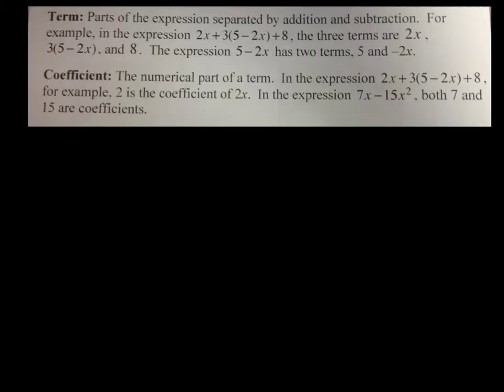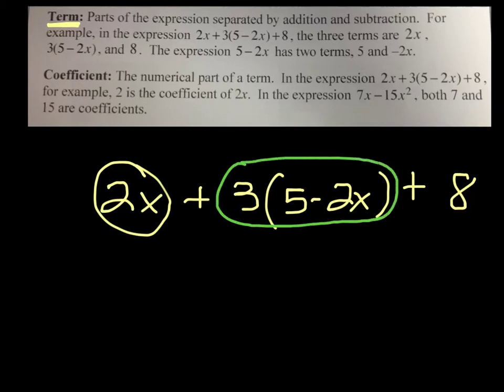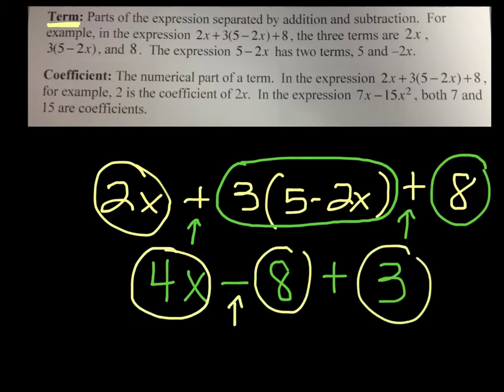Now here is the definition of a term, so you can see that now. A term is a part of the expression separated by addition and subtraction. I just went over this one. If you had 2x plus 3 times all of this plus 8, there are three terms in here. Here's a term. The next term is all of this because it all goes together. And here's the next term. Do you notice how the plus signs separate them? I could also have 4x minus 8 plus 3. There would still be three terms here, the 4x, the 8, and the 3, separated by those addition and subtraction signs.